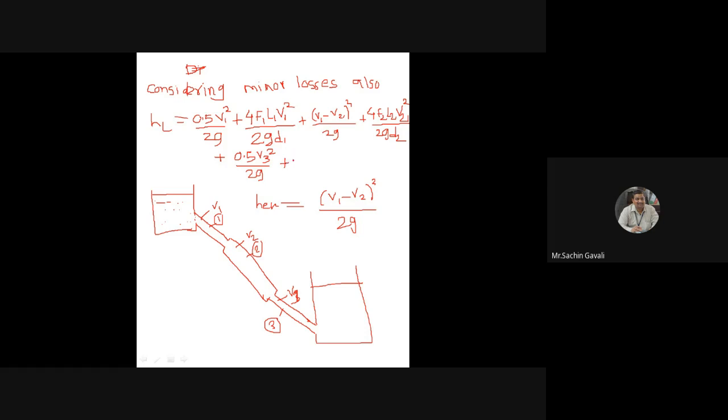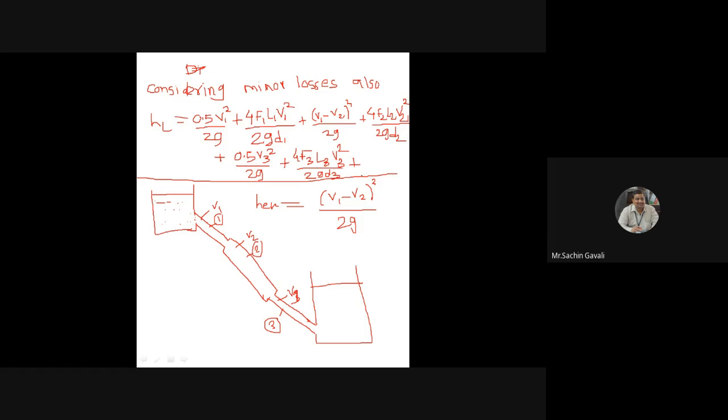for the third pipe here, 4f3 L3 V3 square divided by 2G D3.